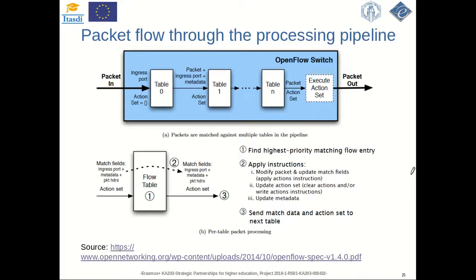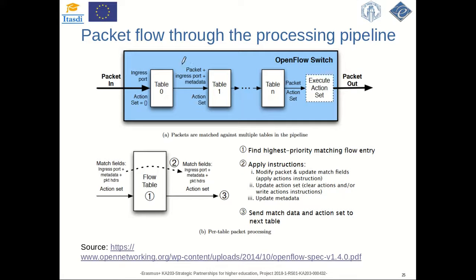Packet flow through the processing pipelines is shown in this slide. So actually, when a packet enters the OpenFlow switch, it goes from table 0, table 1, etc. up to table n, and after that it executes some action sets, and then the packets go out.